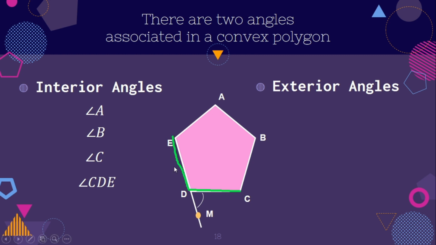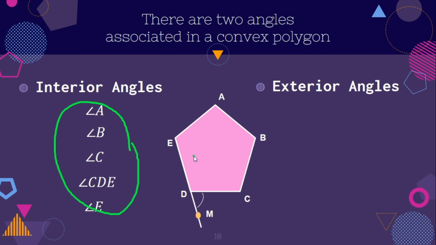So, we're pertaining to this angle inside. Okay? Or EDC. Pwede din. EDC. Next is we have angle E, the last angle, this one. So those are the interior angles. Those are the angles inside the polygon.